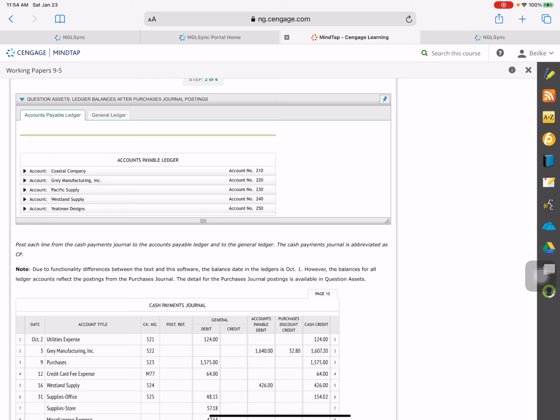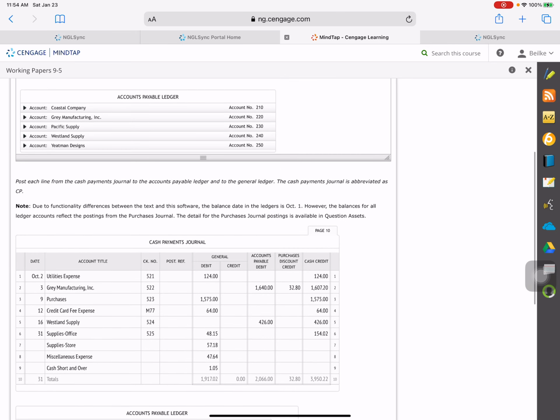Okay. It says, due to functionality differences between the text and this software, the balance date of the general ledger is October 1st. However, the balances for all general ledger accounts are affecting the posting from the purchases journal. The details for the purchases journal are available in the question assets.